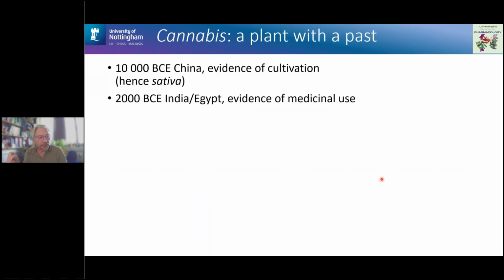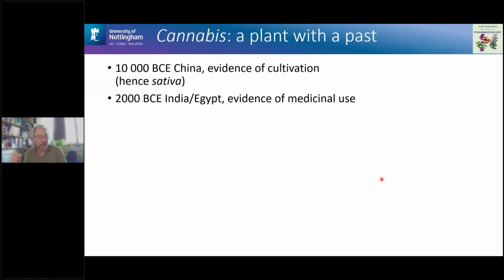So as mentioned in the introduction, cannabis is one of those plants that's been around with us for an awful long time, and we've got evidence from China going back 10, 12,000 years for cultivation, and that period of cultivation has given us this idea of sativa. But it's a bidirectional influence, because obviously not only is cannabis being consumed by humans, but we've manipulated the genome as well for particular ends.